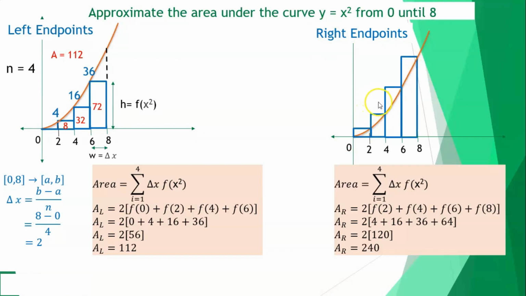So it means that making use of the right endpoints is an over approximation of the area under the curve. Unlike with the left endpoints, where there are parts not included in the rectangle. Left endpoints is under approximation, while right endpoints is over approximation. So to reconcile that, we will find its average. So area here would be area of the left plus area of the right endpoints divided by 2. So 112 plus 240 divided by 2, so that would be 176. So that's the approximation.